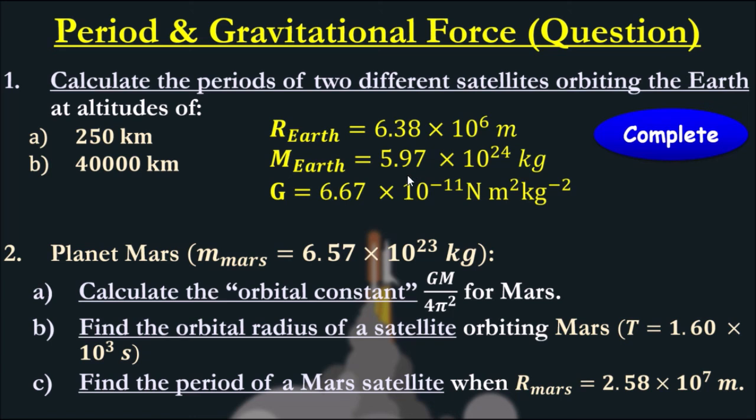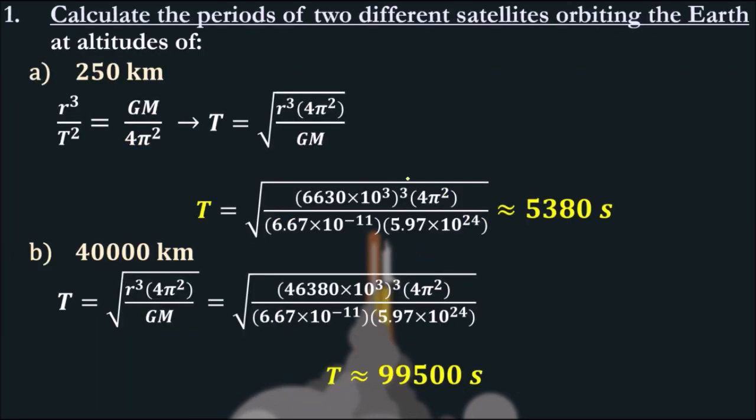Right, in this one, since I'm low on space, I'll show you the answers in about 5 seconds. What you can do is just pause the video here. All right, let's show you the answers. So for question 1, the period of the 2 satellites can be presented here. A will take about 5,380 seconds, and B will take about 99,500 seconds.